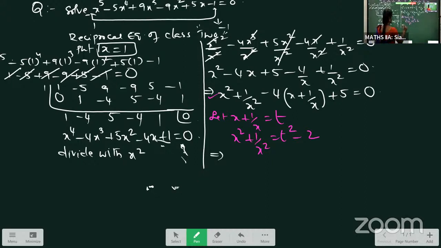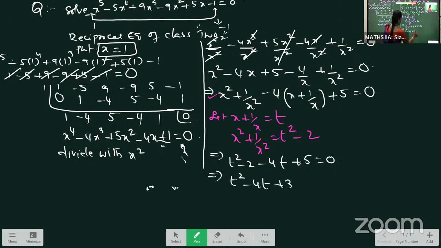So this is t square minus 2 minus 4 into t plus 5 is equal to 0. Now this becomes t square minus 4t plus 3 is equal to 0. Factorization is to be done here. t square minus 3t minus t plus 3 is equal to 0. So take t common, so t minus 3.